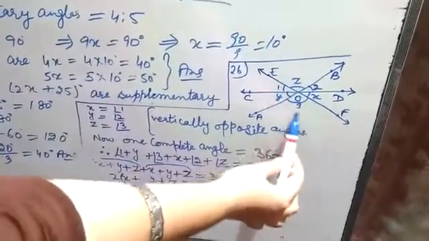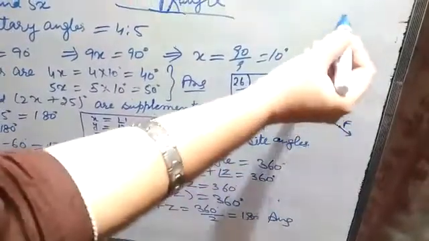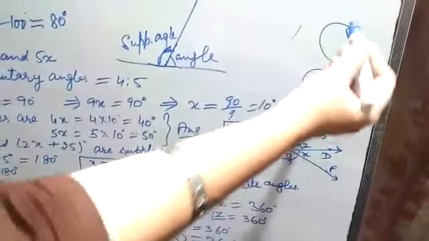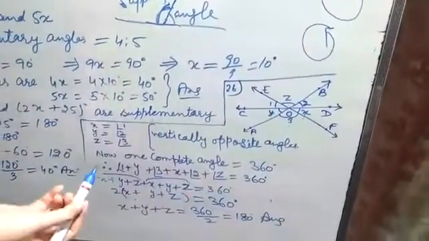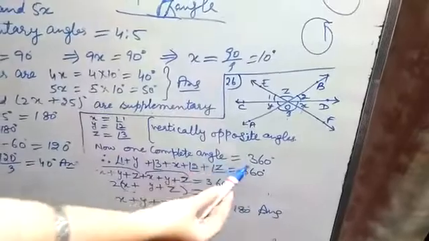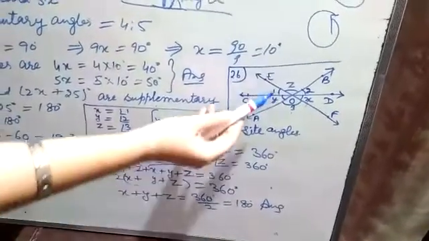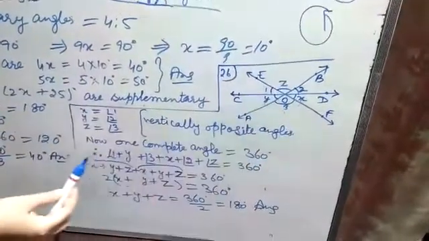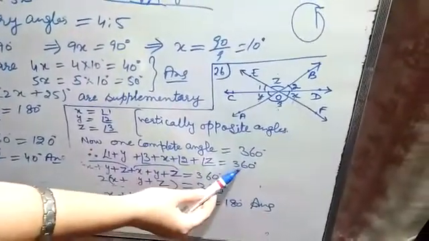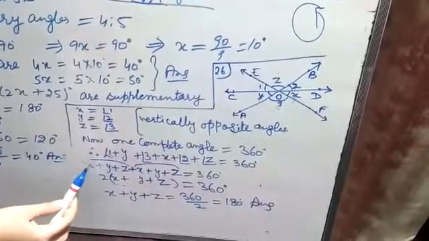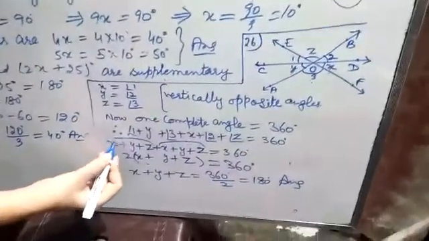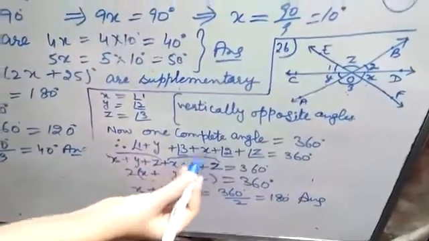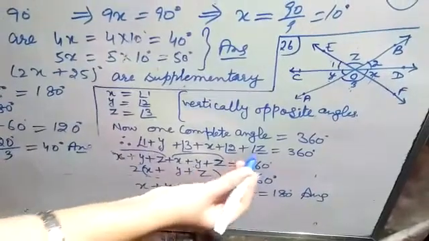Now when you take all these angles together, it forms a complete angle. When you take a whole angle, it is equal to 360. So here we have one complete angle equal to 360. Taking all the angles, start from here: 1 plus y plus 3 plus x plus 2 plus z. Taking all the 6 angles gives 360. As 1 is equal to x, you can write x in place of 1. Then y, 3 is equal to z, x, again 2 is equal to y, then z.